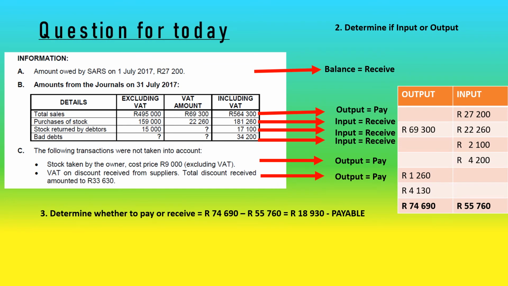now that you've completed what the amounts should be for calculating your output and input VAT, your second step is always to determine whether it's input or output. And I know at this point many people try and remember: if they're doing bad debts, it's going to be this. If they're doing sales, it's going to be output. If they're purchasing stock, it's going to be input.